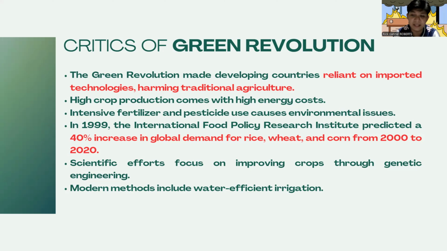It's what we have learned in STS. Number six, modern farming. Modern farming methods. New methods such as water efficient irrigation also have been developed to help farmers use less water while still producing enough crops. This helps reduce environmental impacts and make farming more sustainable.